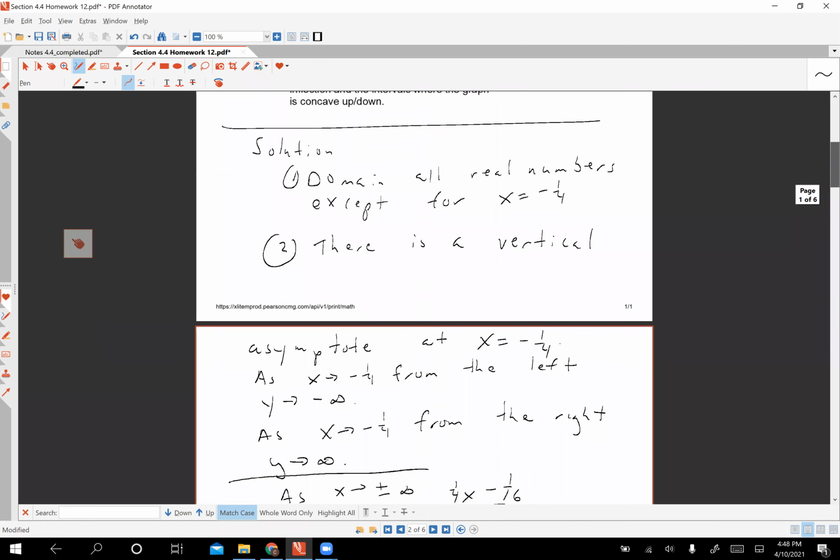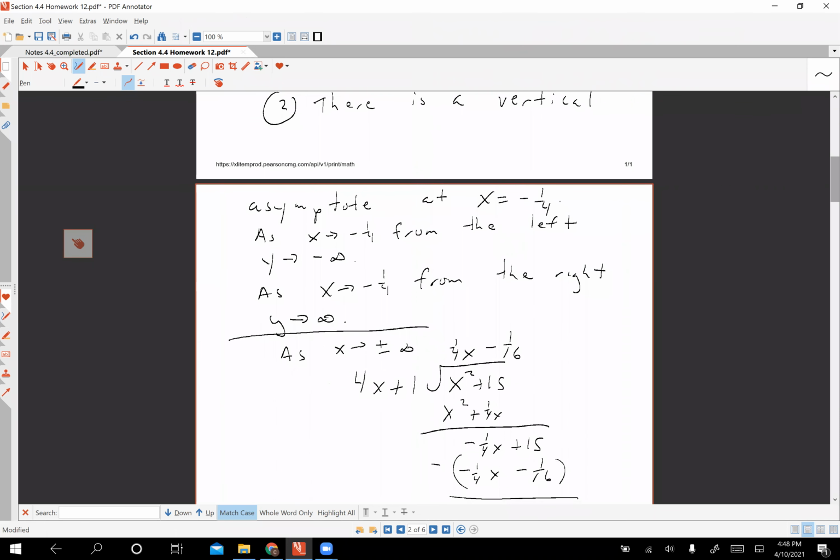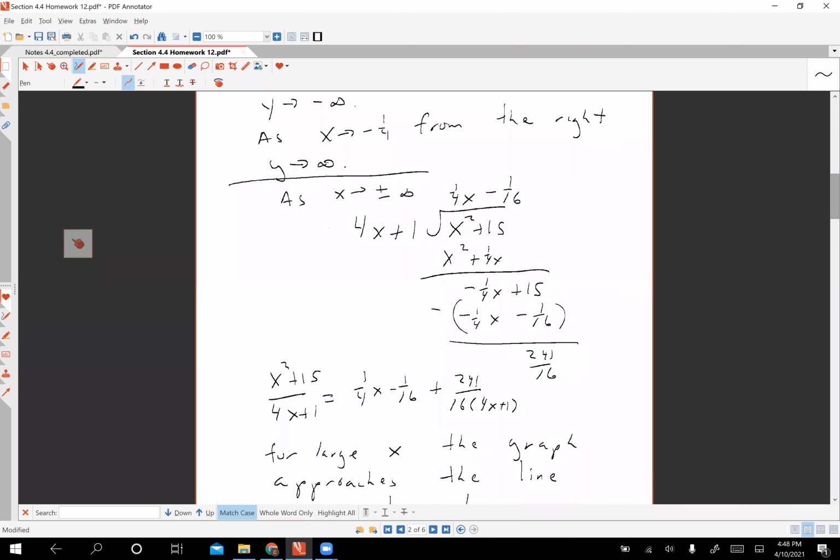Now, here's something we didn't do much. So that's what we get as far as vertical asymptotes. The next step is what happens when x goes to plus or minus infinity. I don't think we really did this a lot in the unit on asymptotes; I can't remember the unit number. But what I did was I divided. So the function is x squared plus 15 over 4x plus 1.